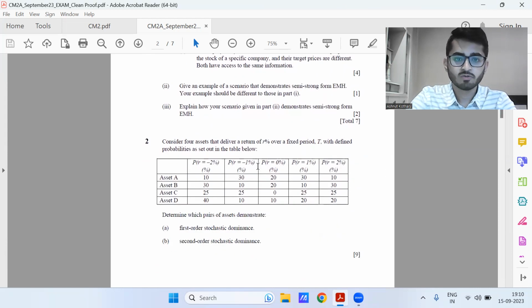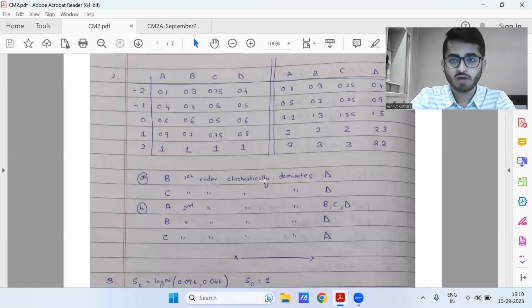Moving forward to question two, this was 9 free marks, absolutely scoring. I hope none of you got this wrong. This is something you would have solved in less than, let's say, 10 minutes. You're scoring 9 free marks, absolutely. So this is the solution which we have over here.